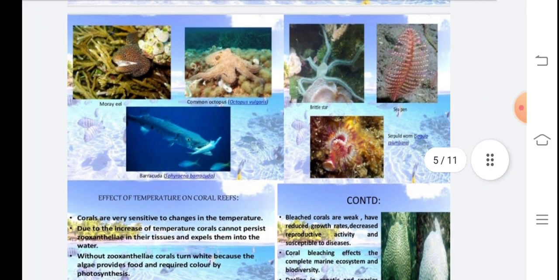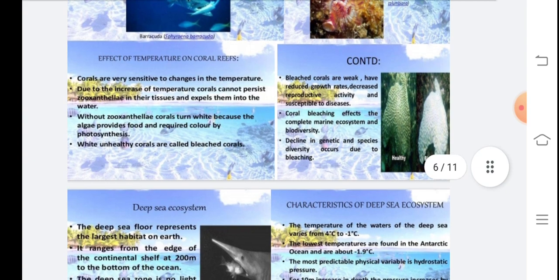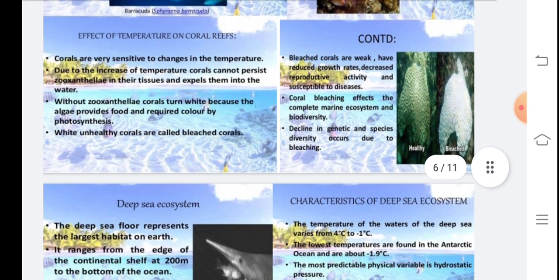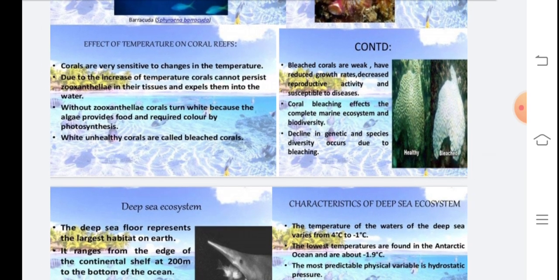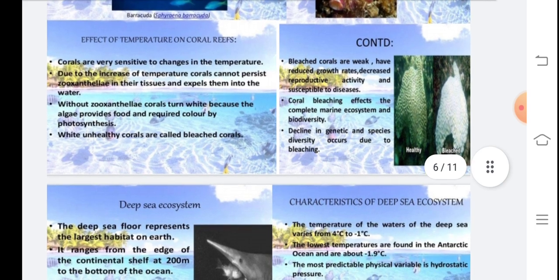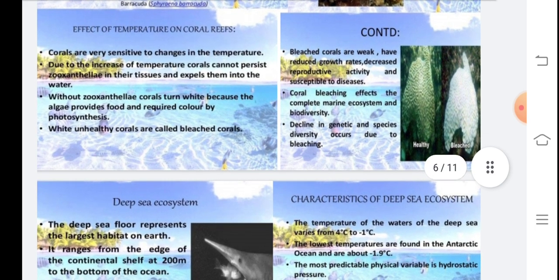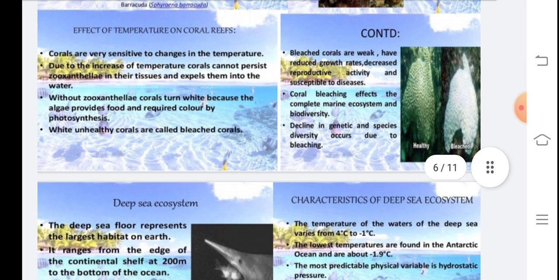So remember this, how the corals are developed. There are different conditions, such as the effect of temperature on coral reefs. Without the algae, these corals turn white, because the algae provide the food and the color through photosynthesis. White, unhealthy corals are called bleached corals, right?